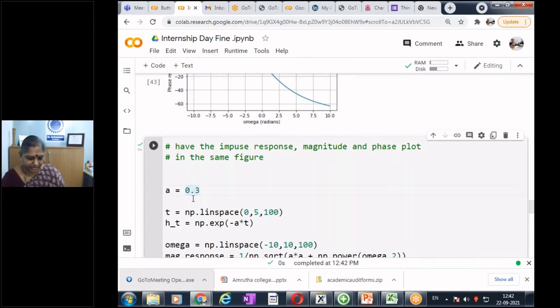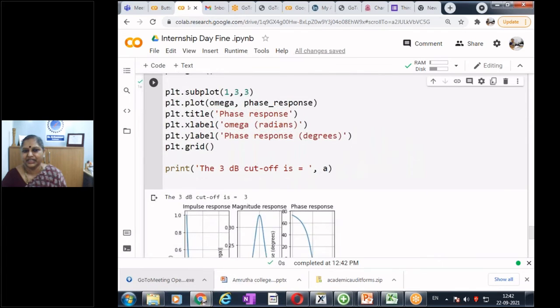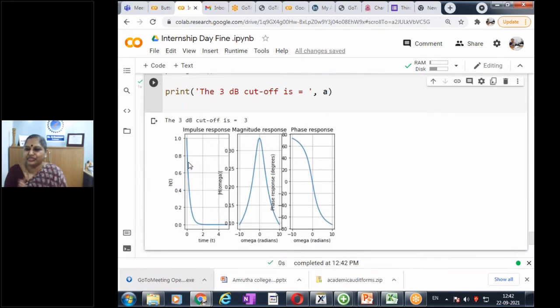Let me make A equal to 3. Let me run the program with A equal to 3 and see what happens. How is it in the time domain? It decays very fast. But how is it in the frequency domain? The cutoff frequency has increased.